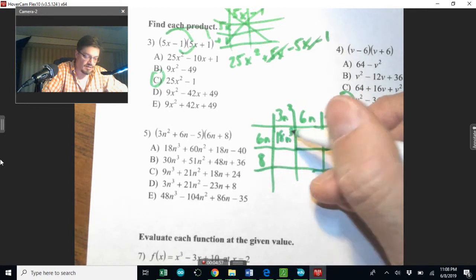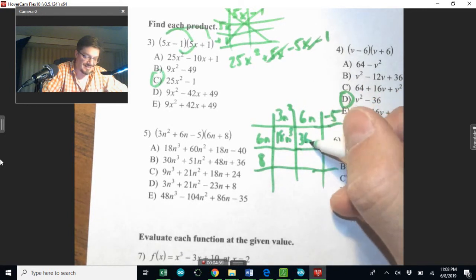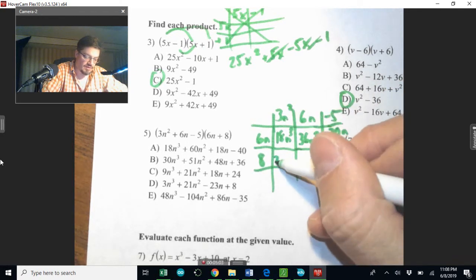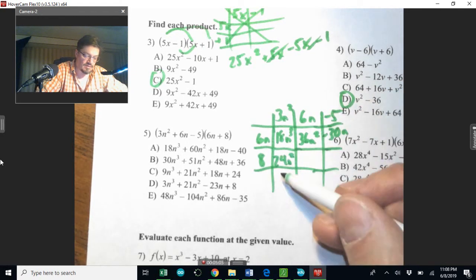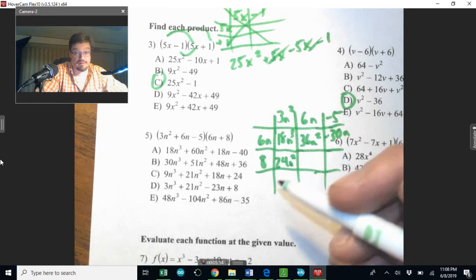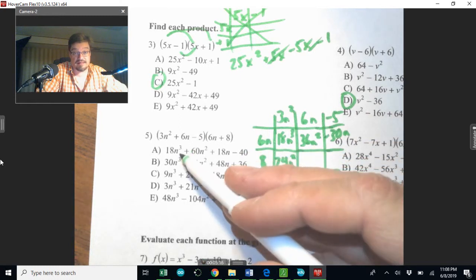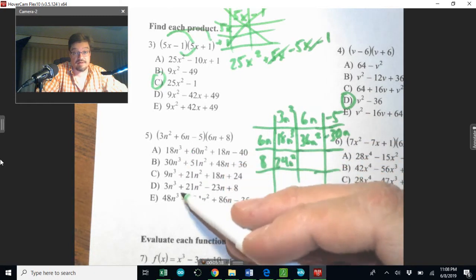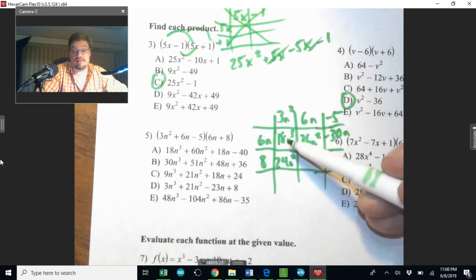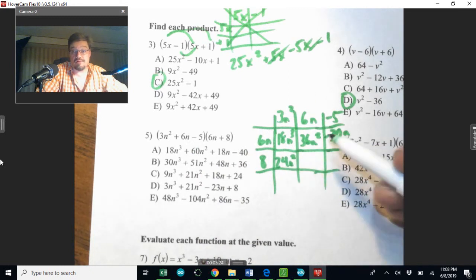That's okay. We got 18n to the third. We're going to have 36n to the second, minus 30n. This guy will be 24n to the second. Notice the like terms. Now, you're going to stop here, right? Because if you look over here, I only see 18n to the third power. Everything else to the third power is different. Nothing's going to cancel out because there's no other n to the third power here.